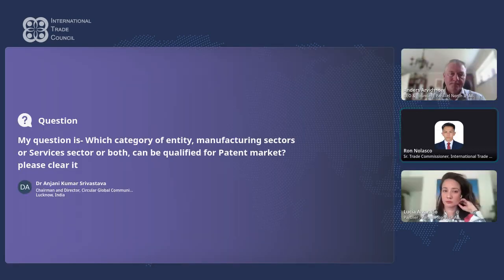And the next question here is: which category of entity, manufacturing sectors or services sector or both, can be qualified for the patent market? Please clear it.